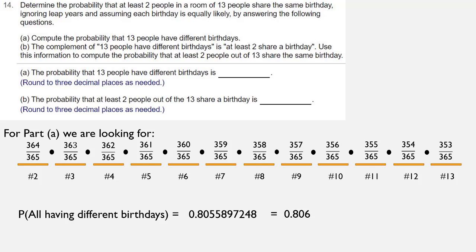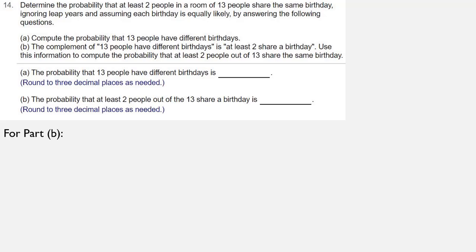This says there's basically an 80.6% chance that all of them have a different birthday. But that really means that there's a pretty large, significant probability that at least 2 of them will have the same birthday. And that's what part B is asking about. What's the probability that at least 2 of these people share a birthday?